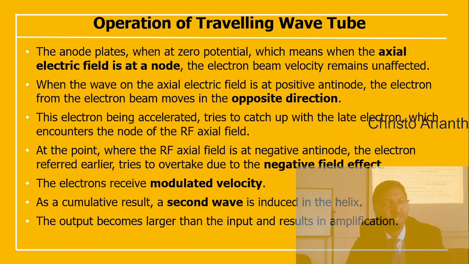At this point where the RF axial field is at the negative antinode, the electron tries to overtake because of the negative field effect. The negative field will be speeding it up, so the electrons will be receiving the modulated velocity. As a result, in addition to the first wave, a second wave will be induced in the helix. So the output will be larger than the input, and that definitely results in the amplification of the whole signal.